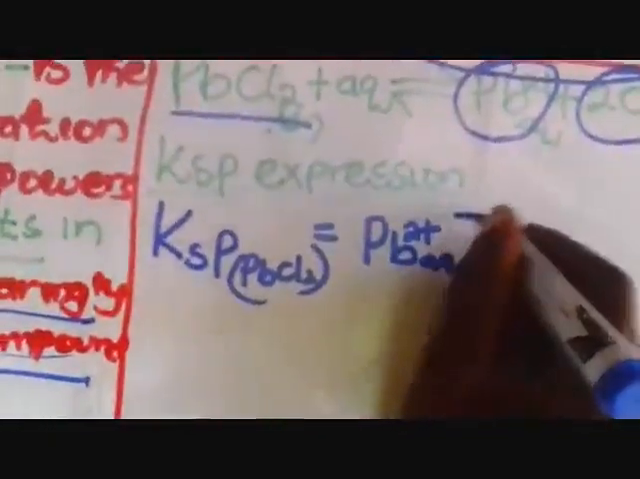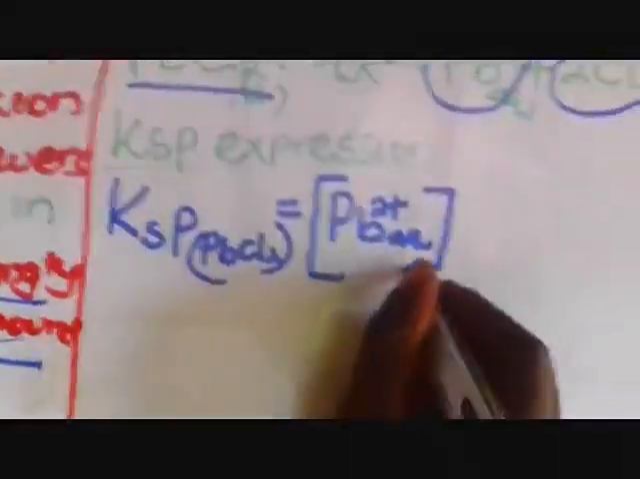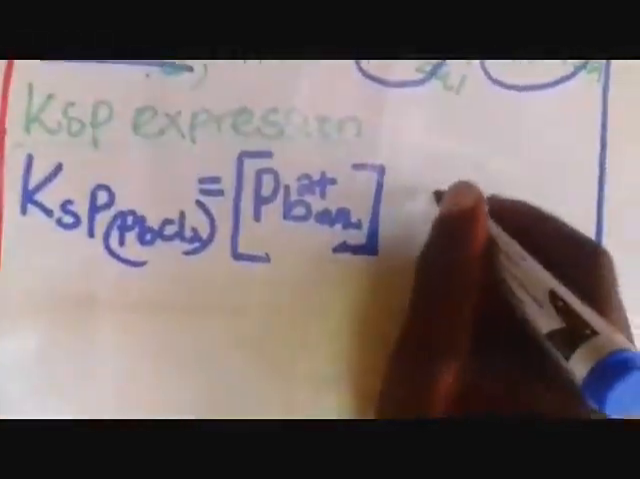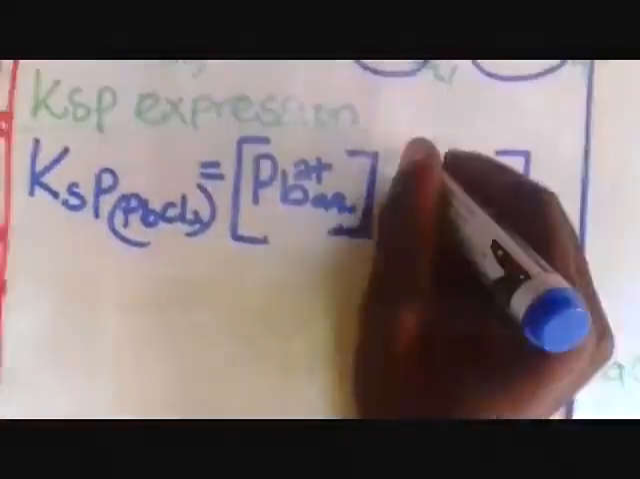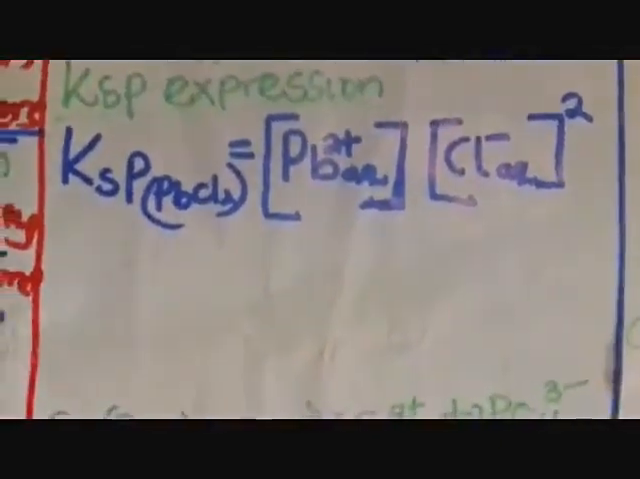aqueous. Concentration, you always represent with that bracket. That bracket should be written correctly, not the normal bracket of mathematics, but the square bracket. Then times the concentration of chloride ions, aqueous. You use the same bracket like that. But now you raise them to their power. Don't forget that. So this coefficient in front of the chloride will become the power of the chloride. There we have written the Ksp expression of that.